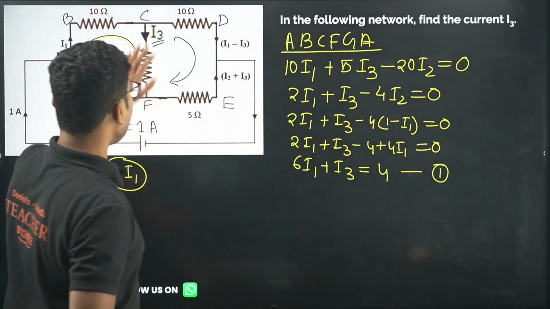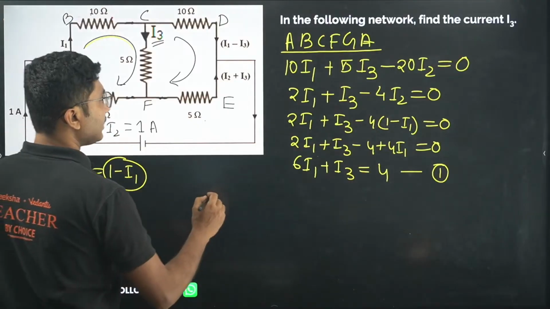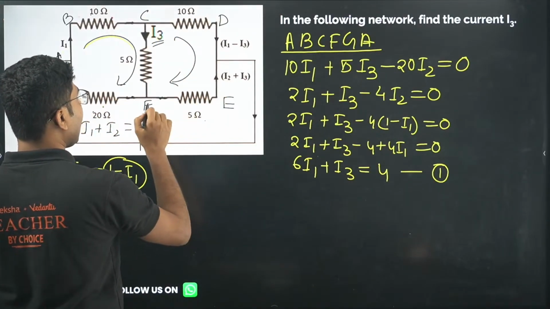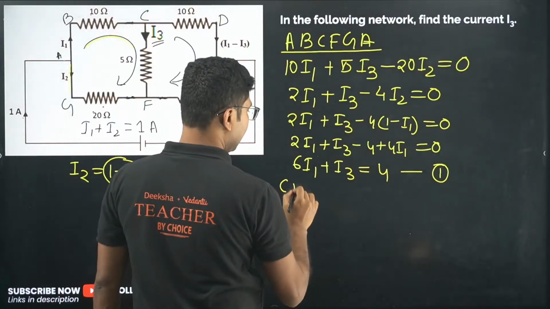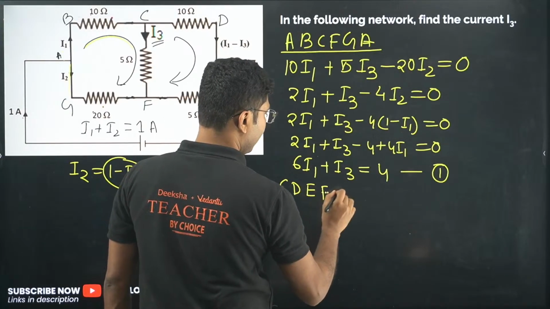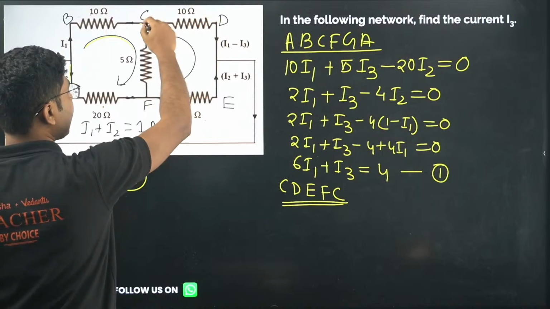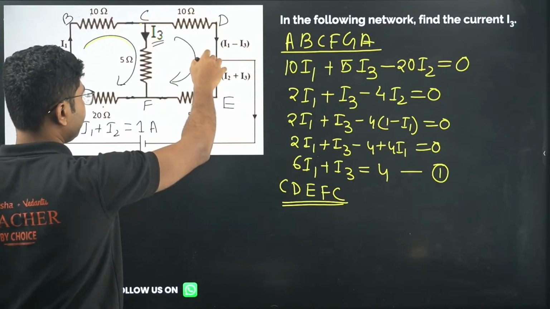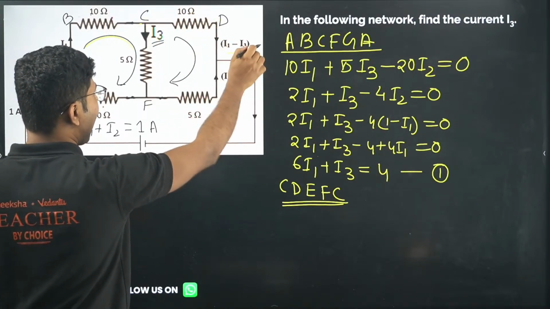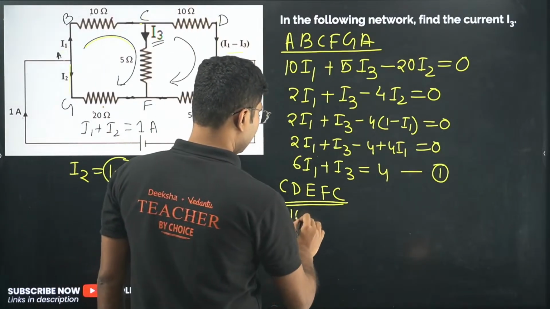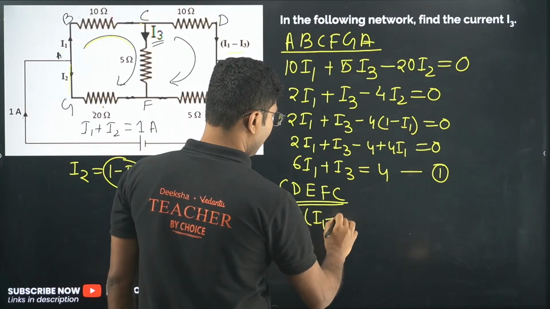Now we will take the other half of the loop, that is C, D, E, F, C. As we are going in this direction, we are going in the direction of the current. The current is I1 minus I3, so I1 minus I3 into 10, that is 10 into (I1 minus I3).